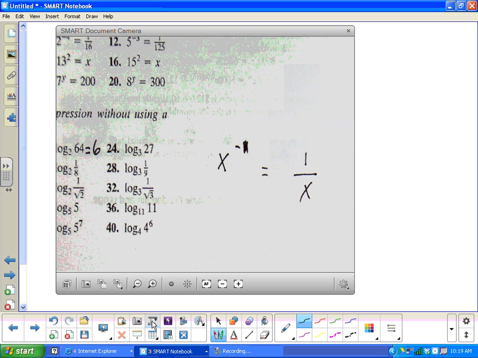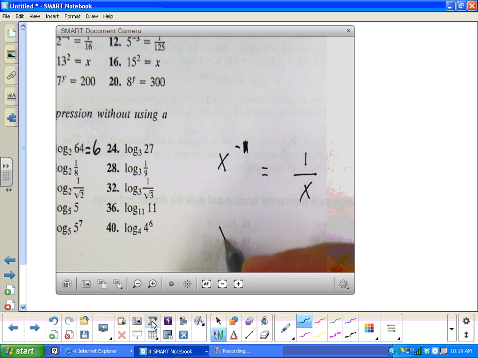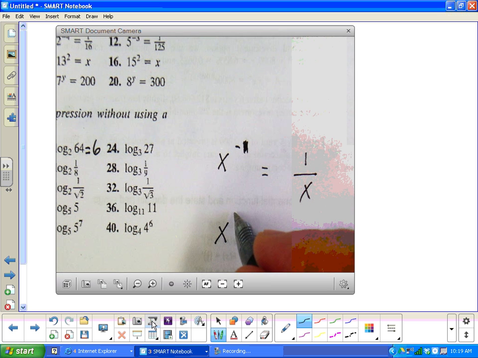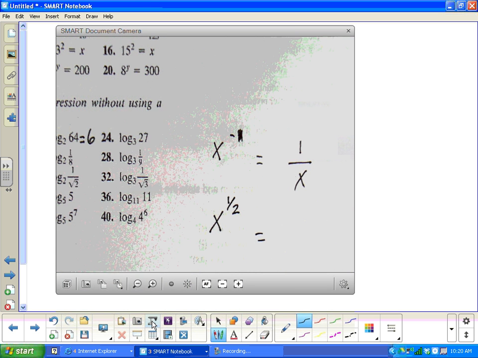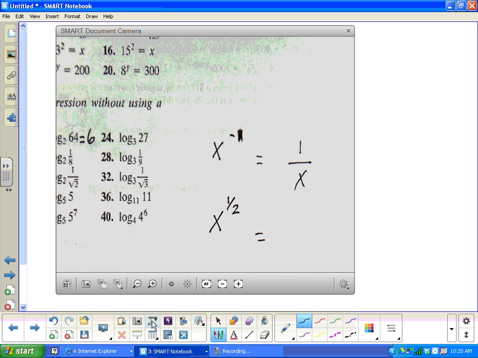Here's another one. What about x, and what if my exponent is a fraction? That's really confusing. x to the 1/2 power. What is that really the same as? It's a radical.